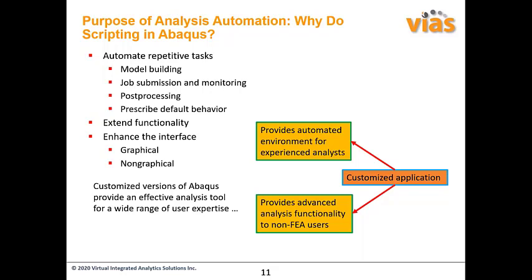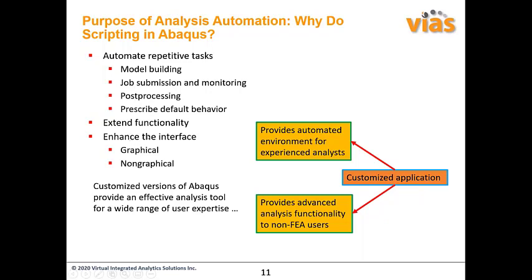If you have to develop 10 models with slight variations, you might as well develop a script. You have to first write down the script, but once that tool is there, you can automate that repetitive task, and it really makes your life much easier. You will save your valuable time to dig more into the details of the model and then do the post-processing as well. It can range from model building, job submission and monitoring, to post-processing, prescribed default behavior. All of this can be automated using Python scripting coupled with Abaqus.